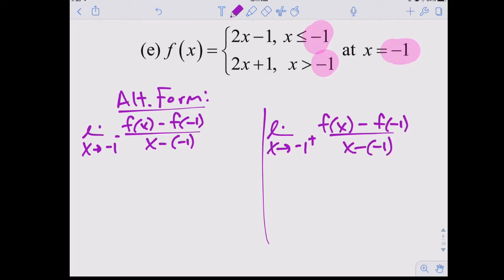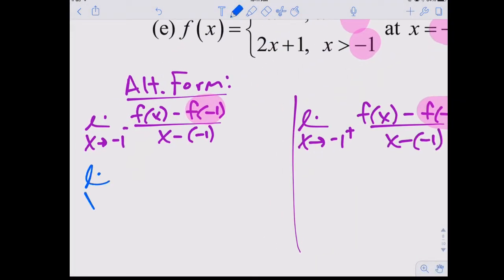Now, what the alternate form does is it not only checks to see if the secant line slopes are converging into the same thing, and we already said that the slopes on either side are both 2, but it also checks for the continuity piece. And the reason it checks for continuity is because in both pieces, we're using the actual function value f of -1, and that ties the continuity together. Let's go ahead and set it up then.